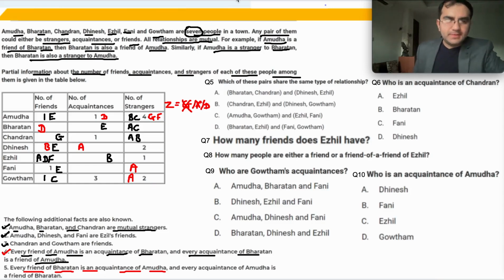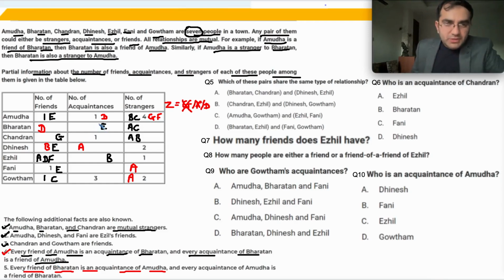ठीक है. Come back to the fourth statement. Every friend of A is an acquaintance of B. So A has only one friend. That person is present over here. And every acquaintance of B is a friend of A.